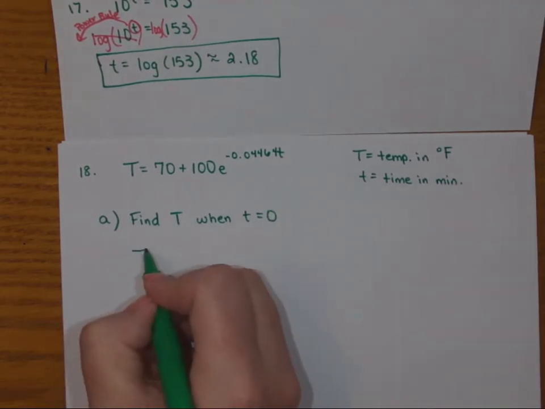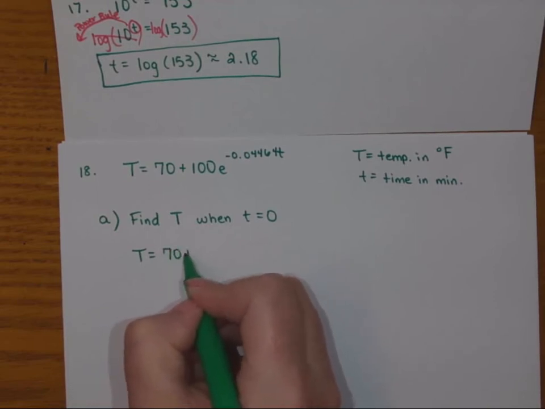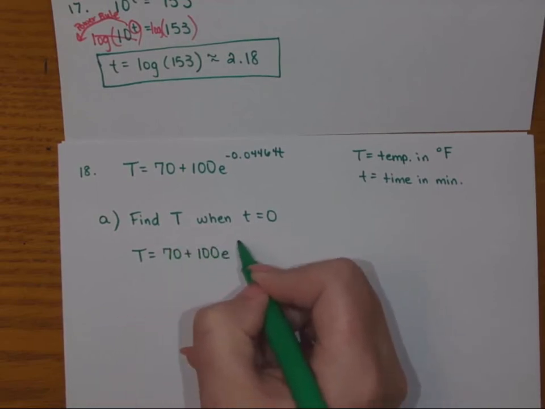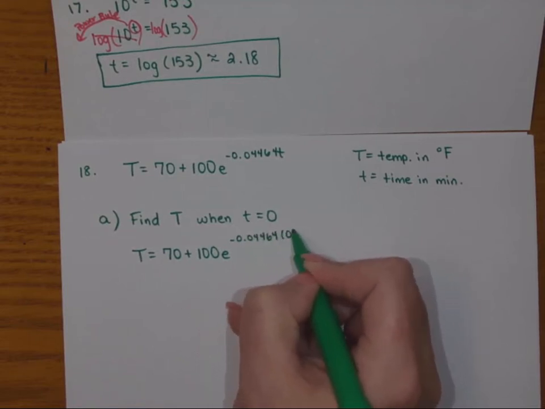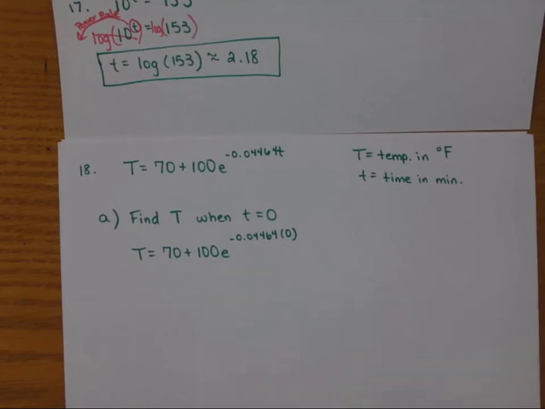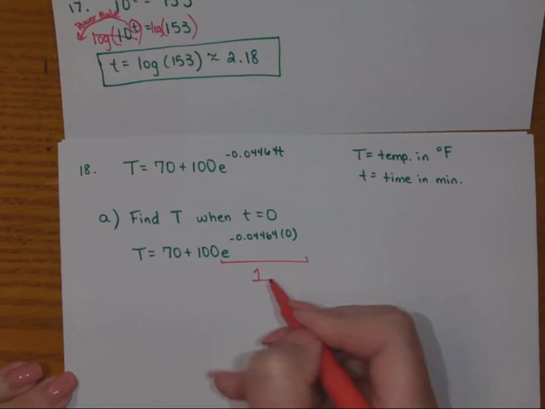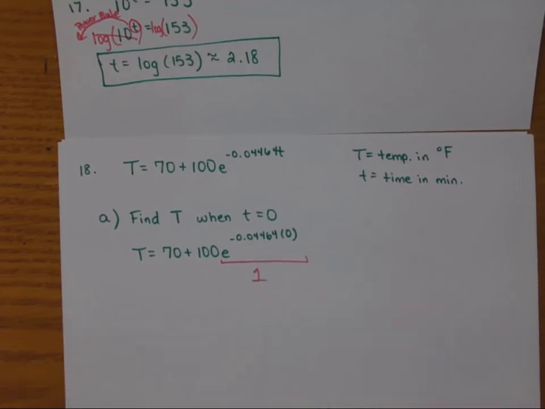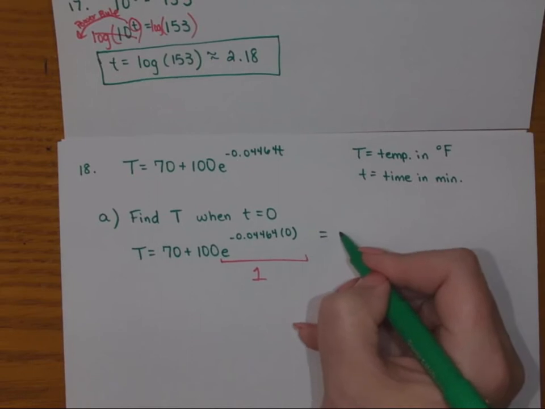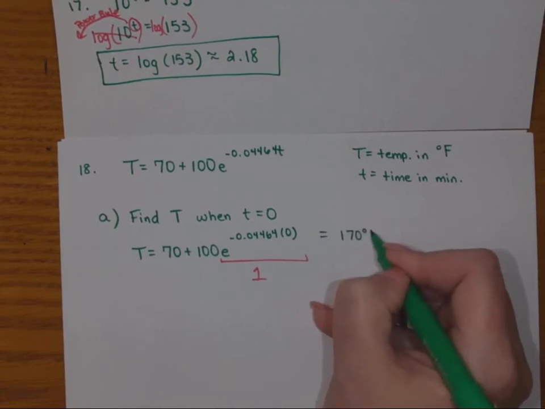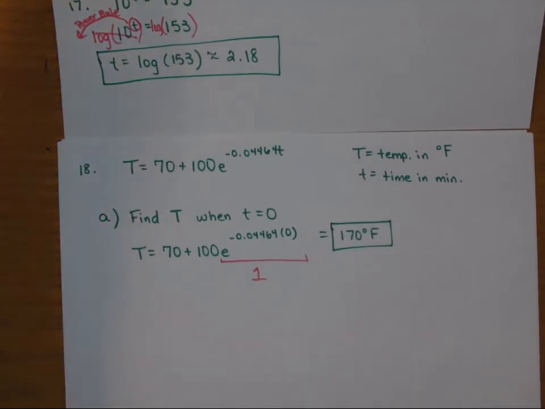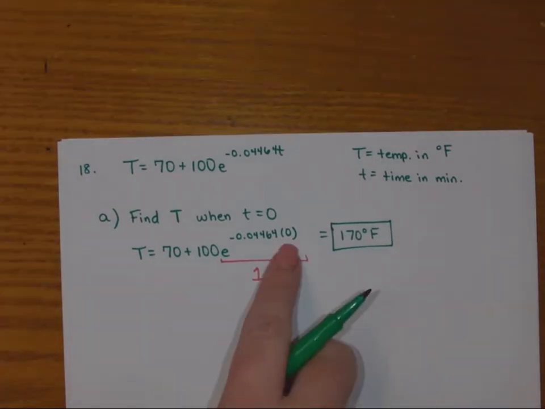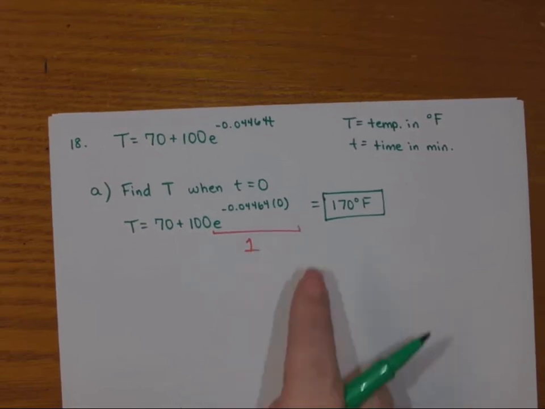At time 0. So we're just going to use our calculator, or maybe not, because 70 plus 100 and then e to the negative 0.04464 times 0 power. Notice that this is just going to be e to the 0 power, and anything to the 0 power is just 1. So you can use your calculator if you like, but actually you don't really need it on this one. So this would be 70 plus 100, or 170 degrees Fahrenheit. Okay, if it would have asked for the temperature after 5 minutes, you would have used this formula and plugged in 5, okay, whatever it asks for.